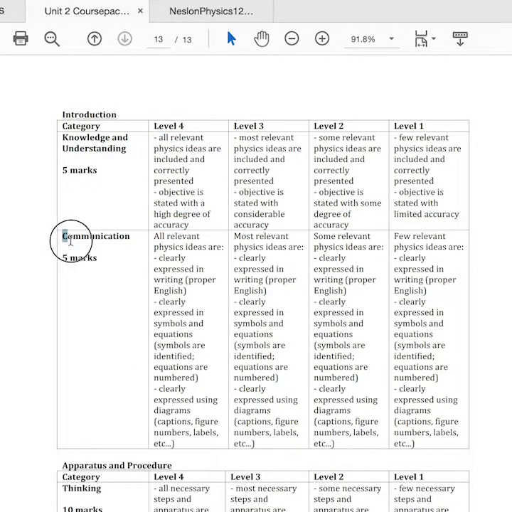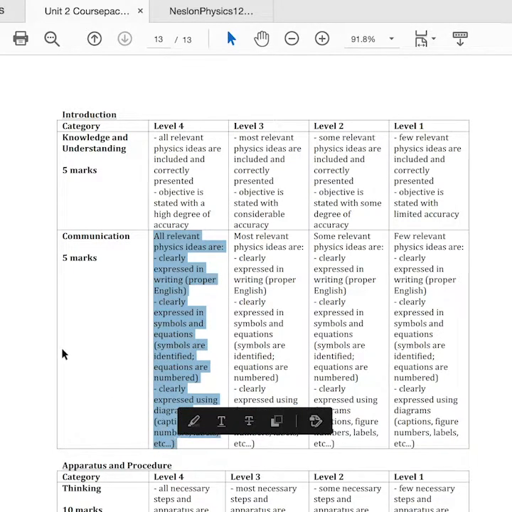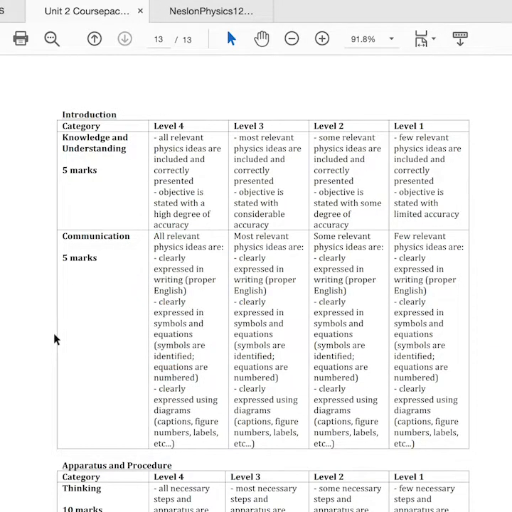In terms of communication, also 5 marks. I'm looking for the following for a level 4. That you include all the relevant physics ideas and you clearly express them in writing, so in proper English, proper sentence structure, paragraphs, and so on. You clearly express them in symbols and equations wherever appropriate. And you clearly express them in diagrams, which includes captions, figure numbers, any labels, the kind of things we do when we solve problems in class or on a test. Same thing there. Do all of these and get yourself a level 4.